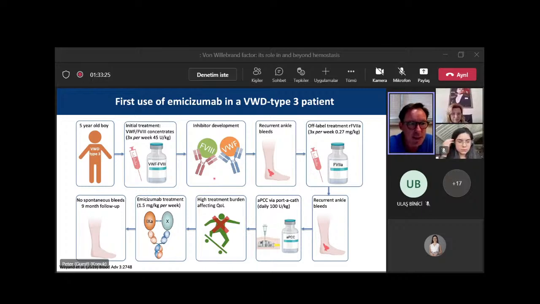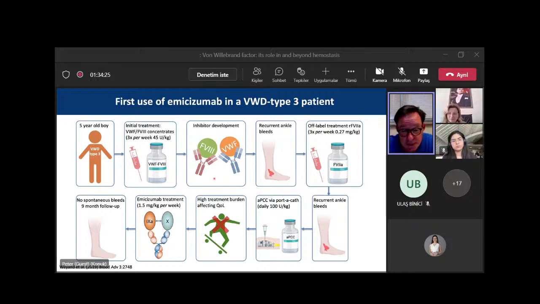Wyant in 2019. It concerned a 5-year-old boy who was first given VWF factor VIII concentrates 3 times a week. And unfortunately, the boy developed inhibitors against both VWF and factor VIII. So that was an issue, and he started to develop recurrent ankle bleeds. So he had to be immobile for most of the time. So they tried to use some off-label treatment using recombinant 7A. That didn't resolve the ankle bleeds. Then they shifted to using FEIBA, APCC, using a port-a-cath. That was working, and he had fewer bleeds, but the daily infusions were actually giving a very high treatment burden, affecting the quality of life of the young patient, his parents, etc.